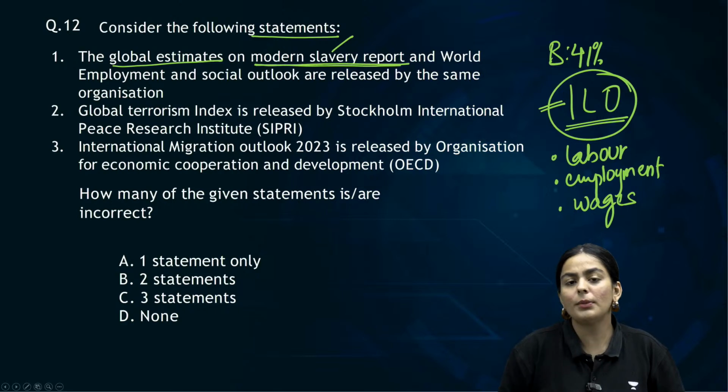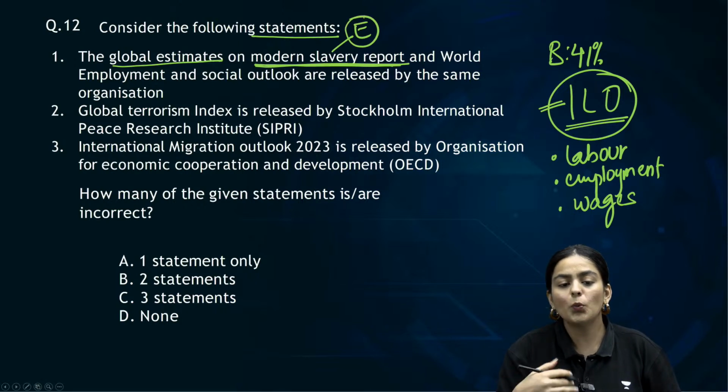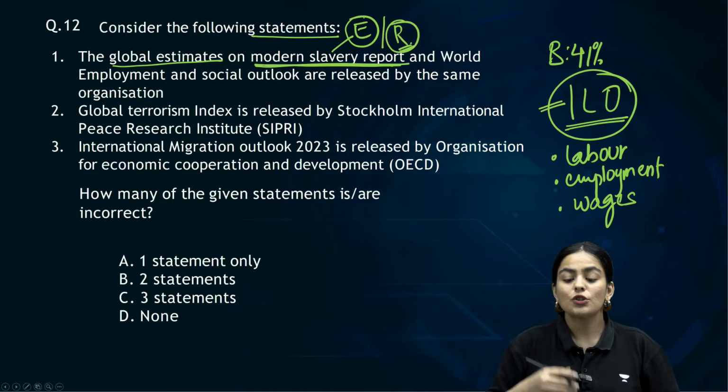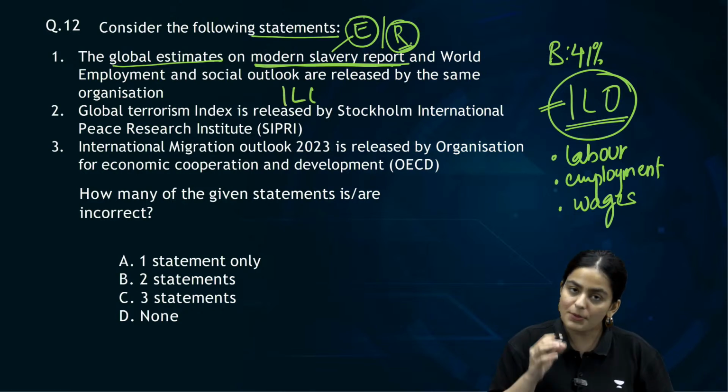The type of employment is particularly taken into focus here. So this is an employment related report. This is a work related report. This is a report regarding the rights of the workers or the individuals. So these are areas which are for ILO. So it is absolutely correct.